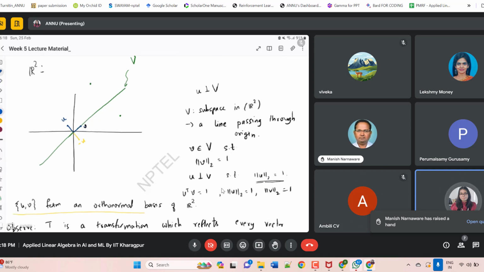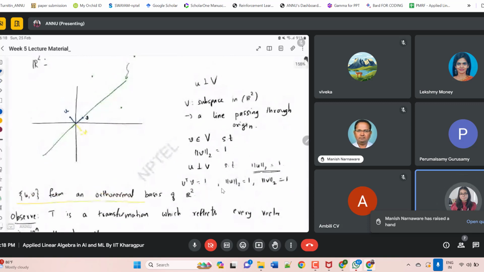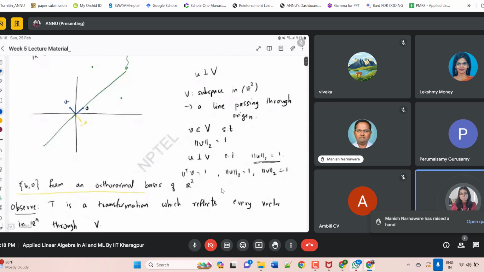So if you have R2, that is the R2 plane, and suppose U is a vector that is perpendicular to V. V is a subspace. What is a subspace? It is closed under scalar multiplication and vector addition. We saw this in the first class, so I'm not repeating it. Any line or plane passing through the origin will be a subspace of R2. So this is a line passing through the origin.